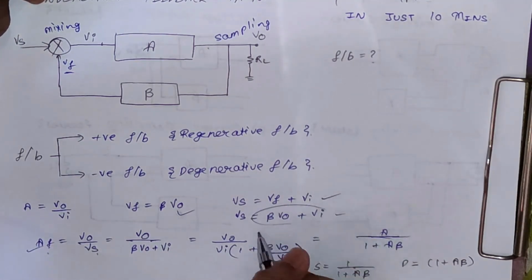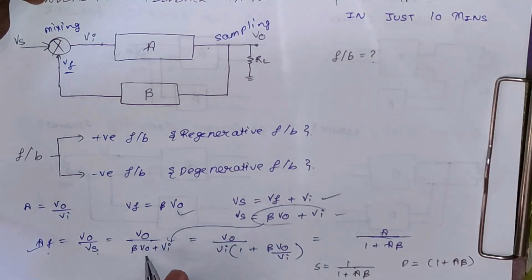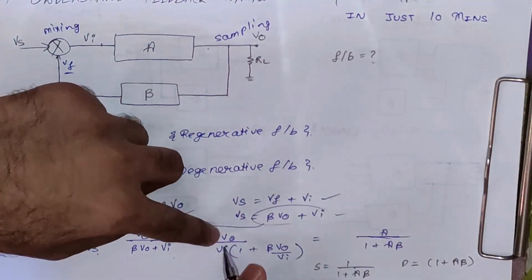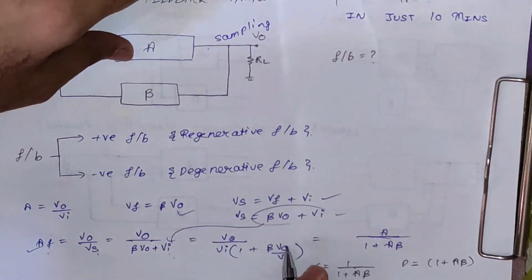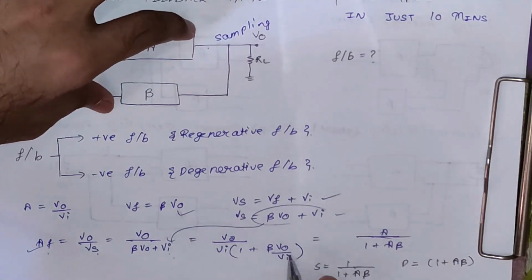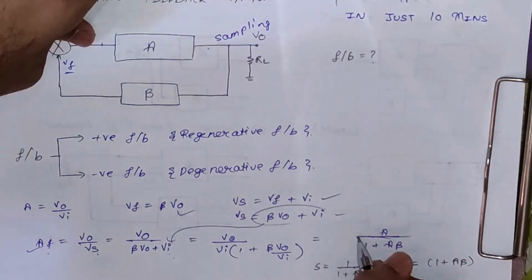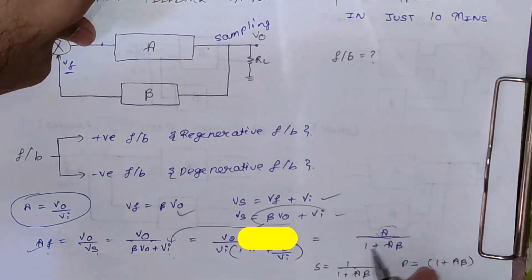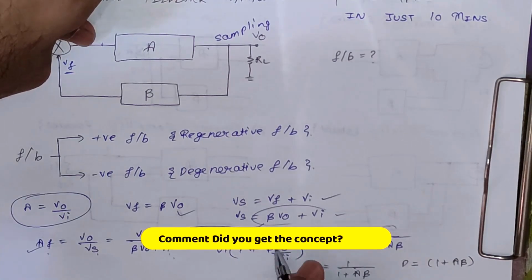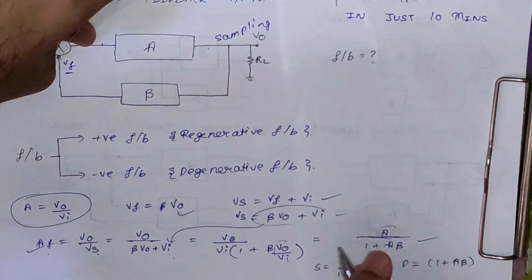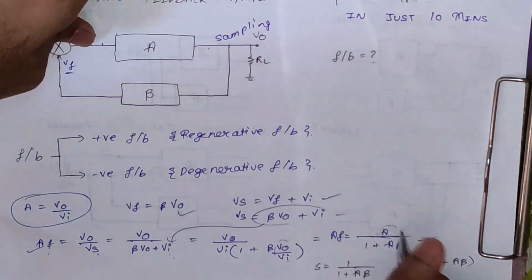We know Vs is this, so if we put it here we will get Vo upon beta Vo plus Vi. Now if we take Vi common here, we will get Vo by Vi times 1 plus beta Vo by Vi, since this term doesn't have Vi, so we divide by Vi here. So we will get A upon 1 plus A beta. This A is the open loop gain, as I told you here: Vo by Vi will be A, 1 plus beta Vo by Vi. This Vo by Vi again is A, so we can write it as A upon 1 plus A beta. So you can see this is our Af, basically the closed loop gain.